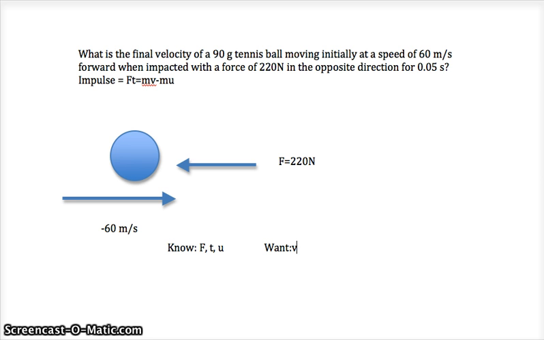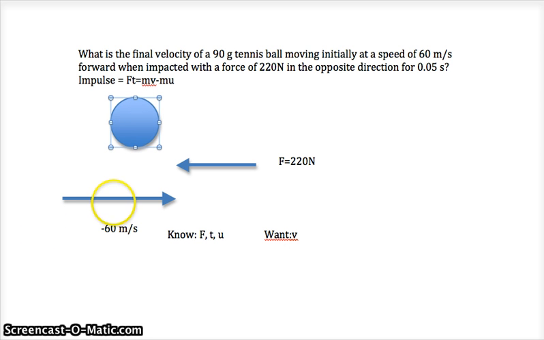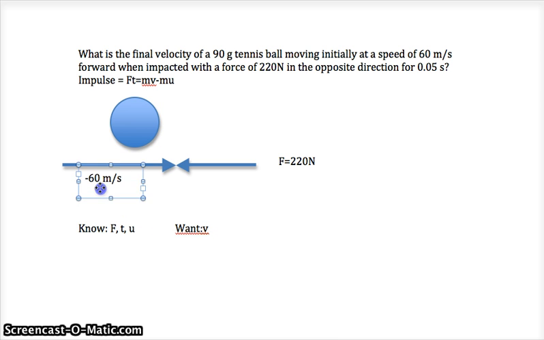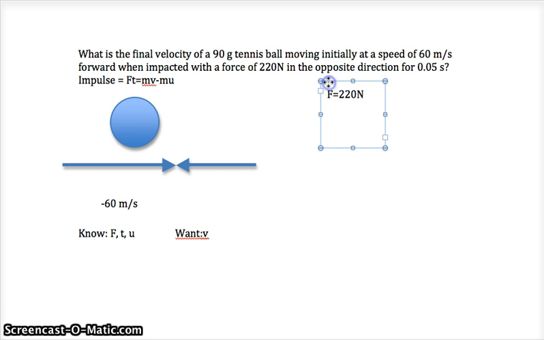Now, the next thing to do is to draw a diagram, which I've done for you, where you have the ball here. I've drawn it moving to the right, and I've drawn a velocity vector here, 60 meters per second. And then you've got a force that's going in the opposite direction. I'll just draw the force up here. The force is 220 newtons.